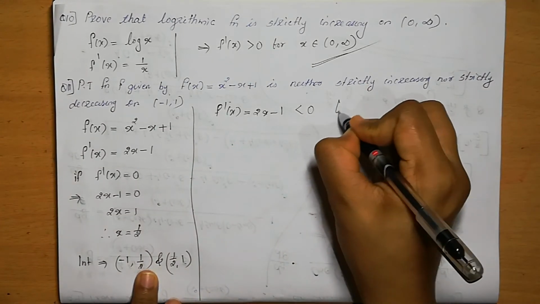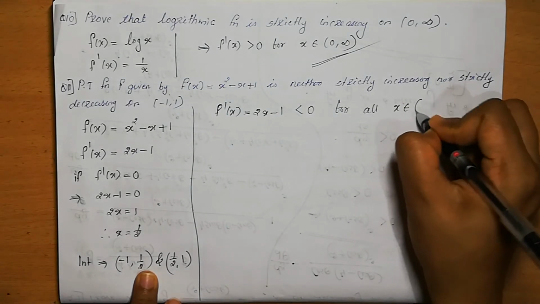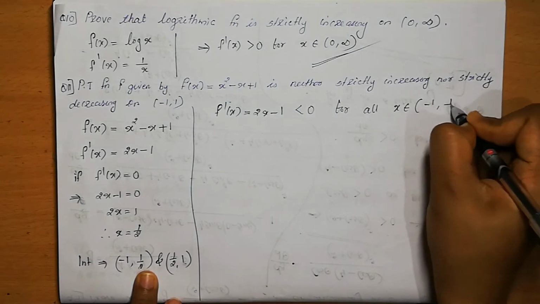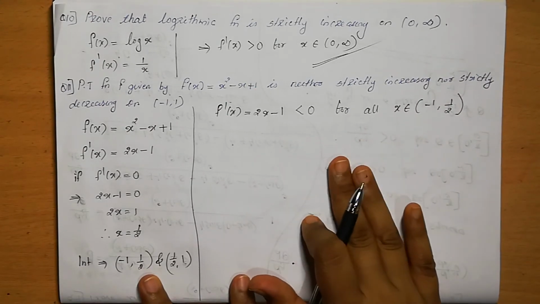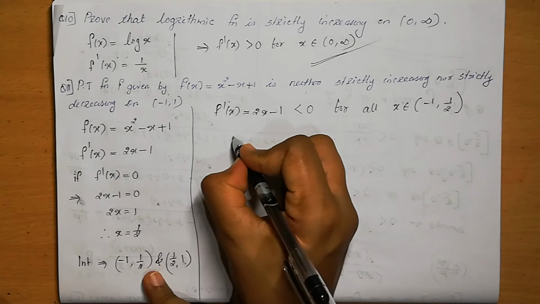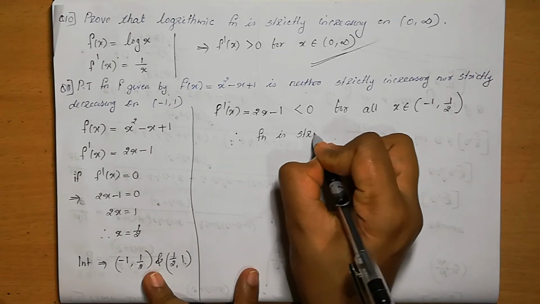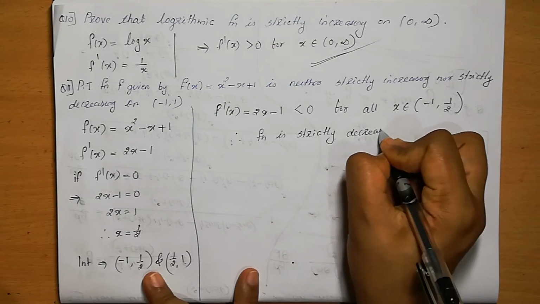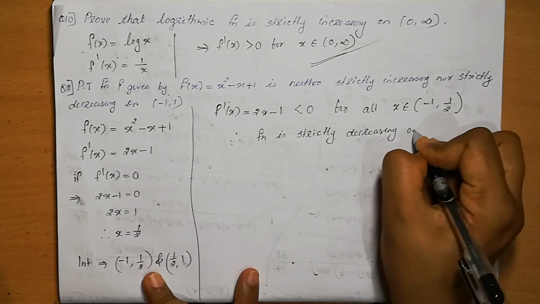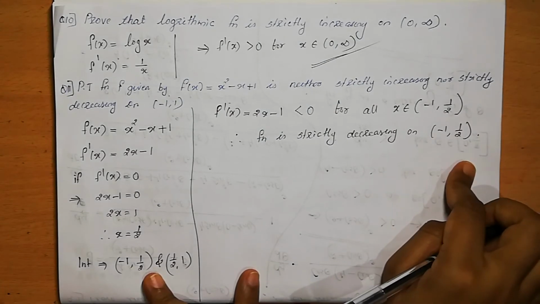Less than 0 for all x belongs to which one? Minus 1 to 1 by 2 interval. So less than 0 means what we can write? The function is strictly decreasing. Therefore, the function is strictly decreasing on minus 1 to 1 by 2.